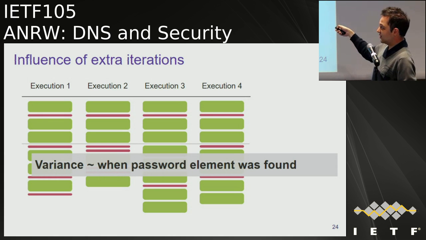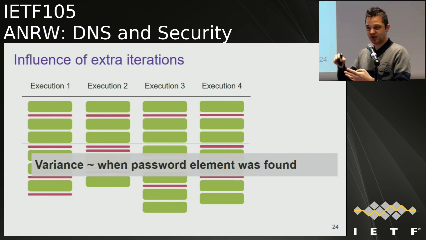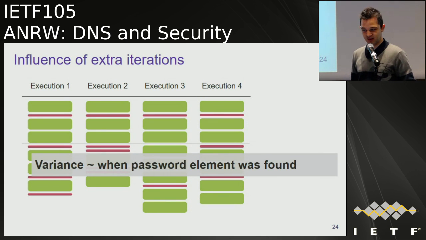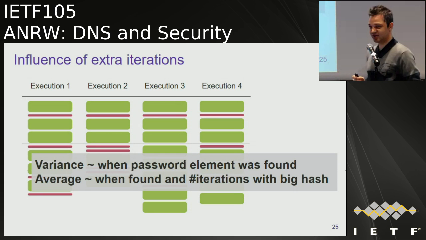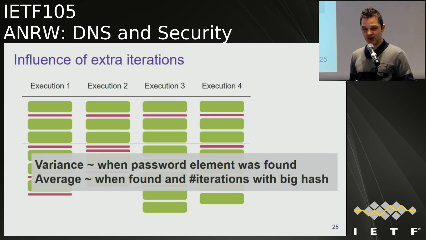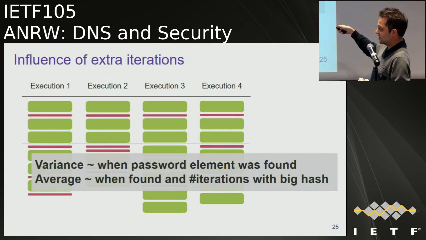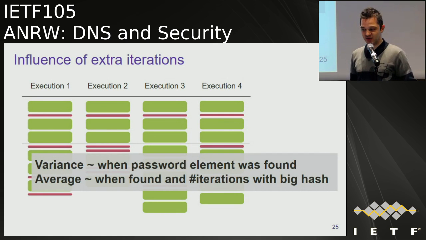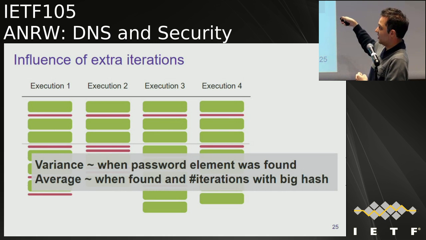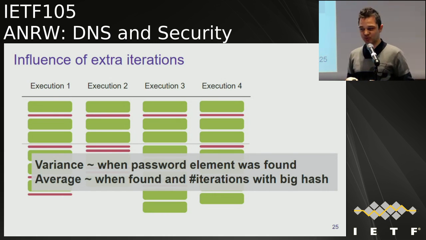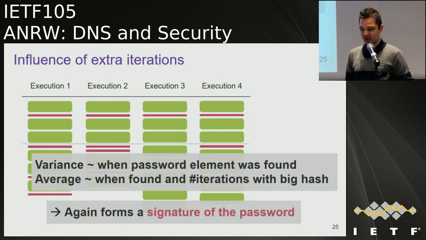For example, if the password is immediately found after the first iteration, you get a lot of variance. But if the password was found, say, after 20 iterations, you get a low amount of variance. On top of that, the average execution time also still leaks information, because that depends on the number of iterations needed to find the password and how many of those iterations had a hash output bigger than the prime, so there was no quadratic residue test. So again, we have the same case here, that this forms a signature of the password, and we can use that in an offline dictionary attack.